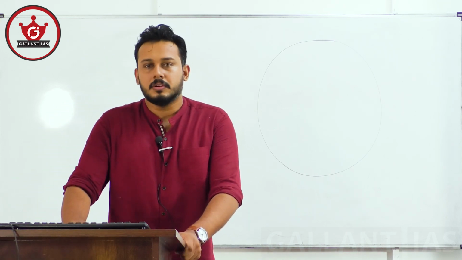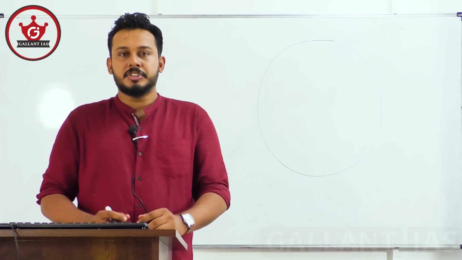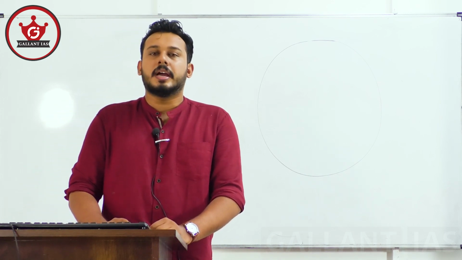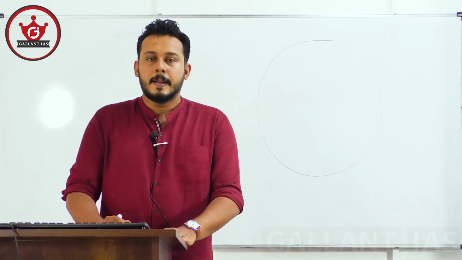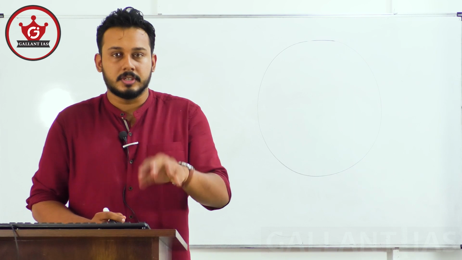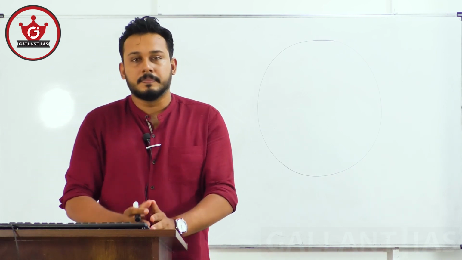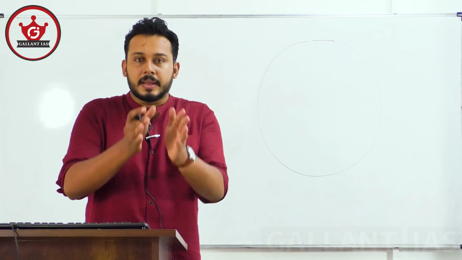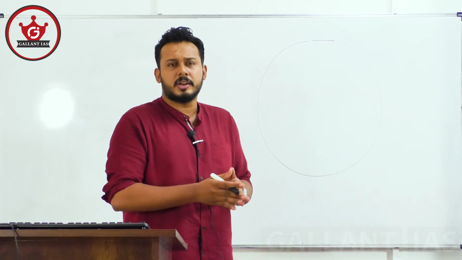So, to begin with, what is atmospheric pressure? To give a simple definition, we can say it is the pressure exerted by the atmosphere on the surface of Earth. We can also say it is the weight of the air column in the atmosphere which is applied on the surface of Earth.